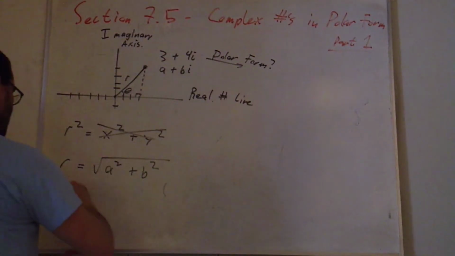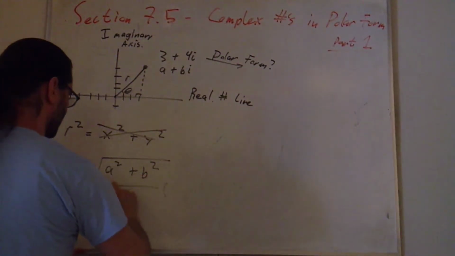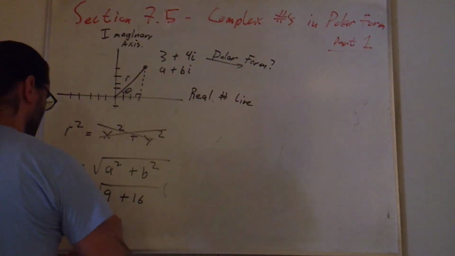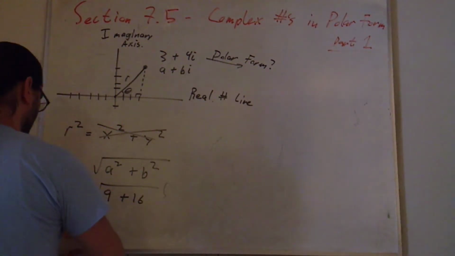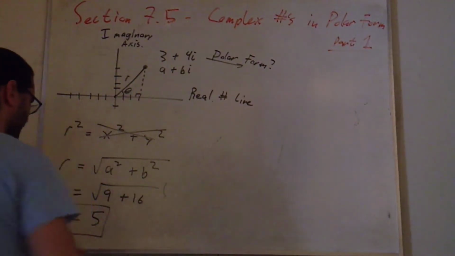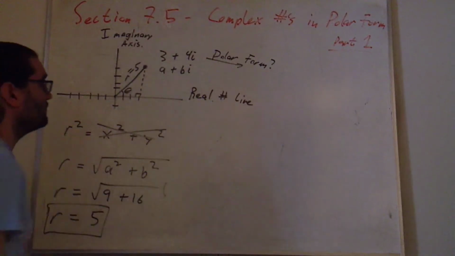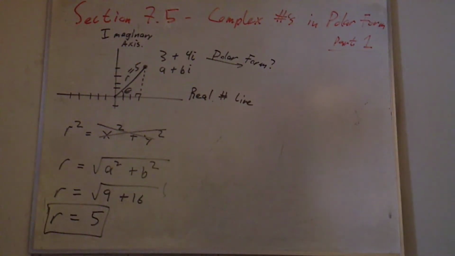For us, that means that r equals the square root of 9 plus 16, which is the square root of 25, so that should give me 5. R equals 5. So I know this distance. That's 5. There's that handled. Now I need the theta.